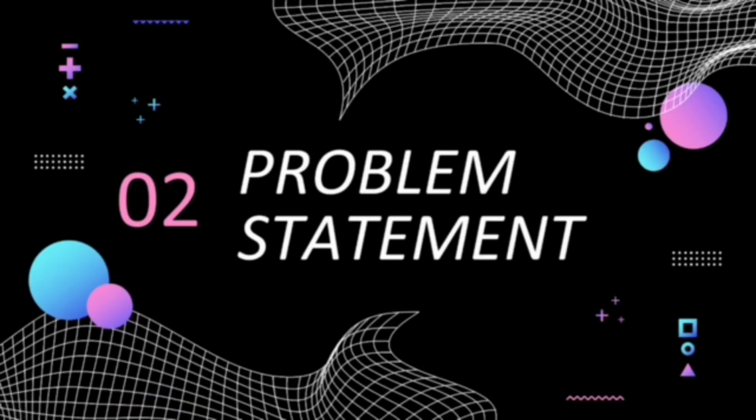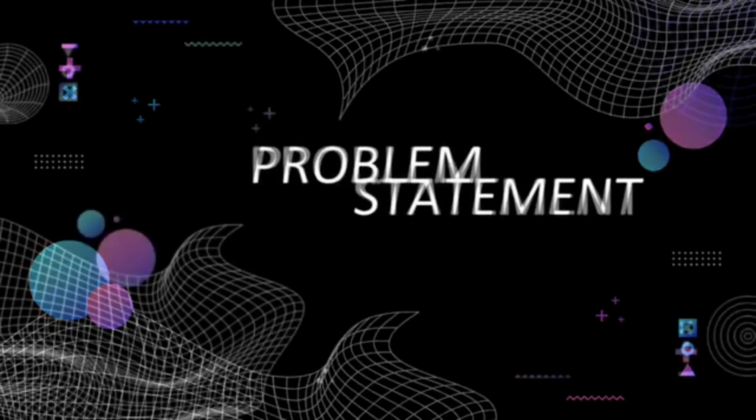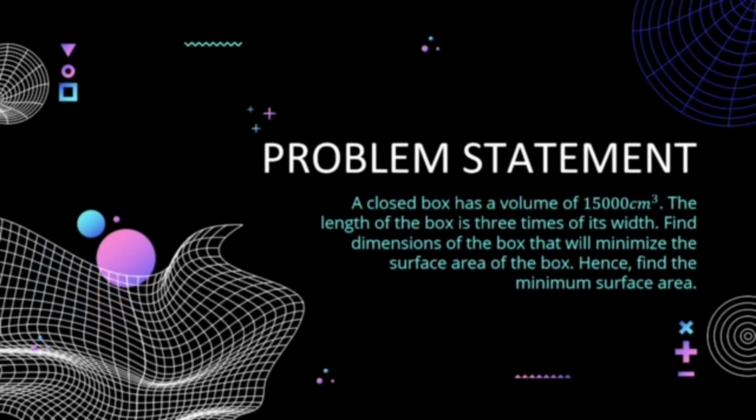So next, the problem statement: a closed box has a volume of 15,000 cm³. The length of the box is 3 times its width. Find the dimensions of the box that will minimize the surface area of the box. Hence, find the minimum surface area.